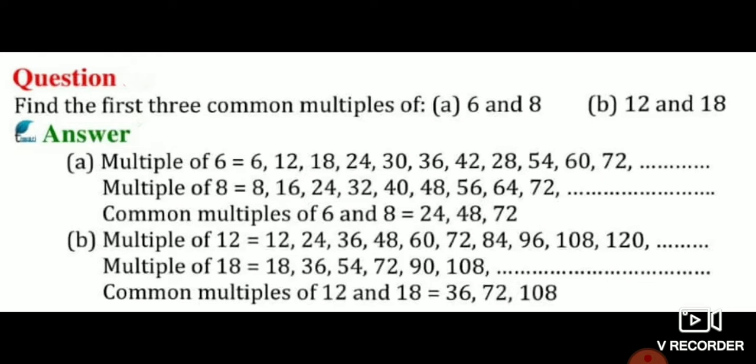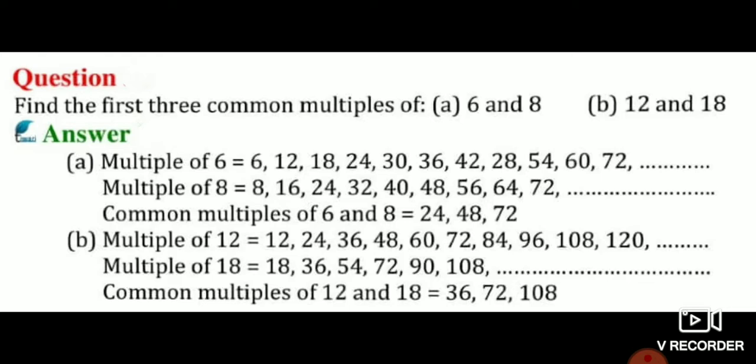So first find the multiples of 12. 12 ones are 12, therefore 12 is a multiple of 12. Then 12 twos are 24, so 24 is a multiple of 12. Next 12 threes are 36, so 36 is a multiple of 12. Next 12 fours are 48, so 48 is a multiple of 12.